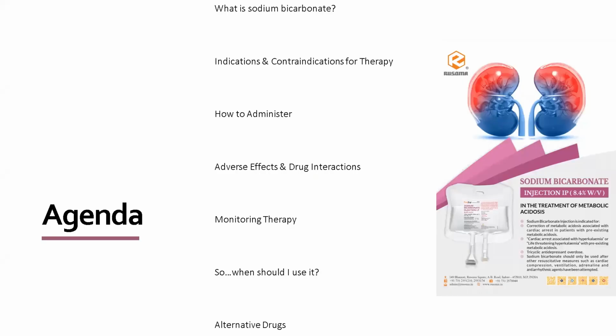What is it? Why? Why not? How to? What can we see as adverse effects or drug interactions? How to monitor? And when do we actually use it?